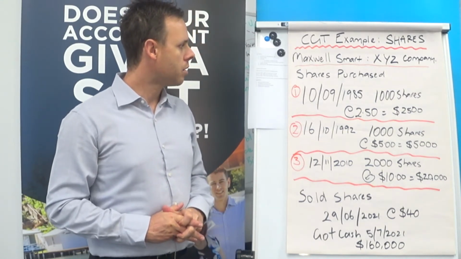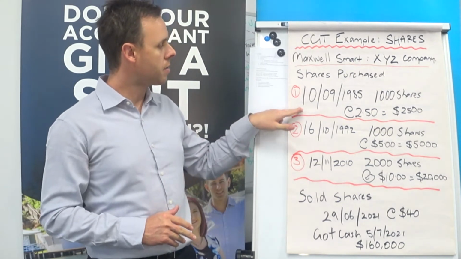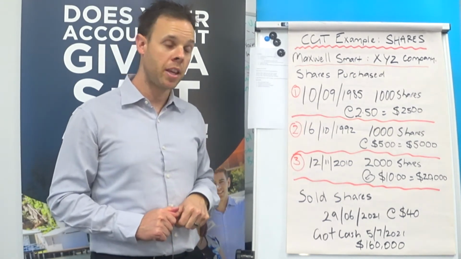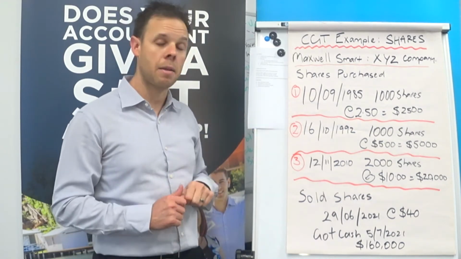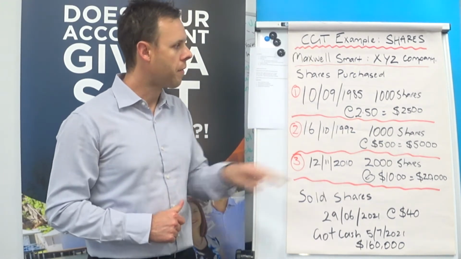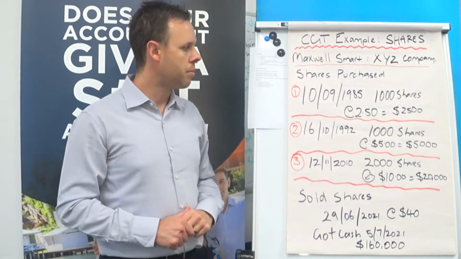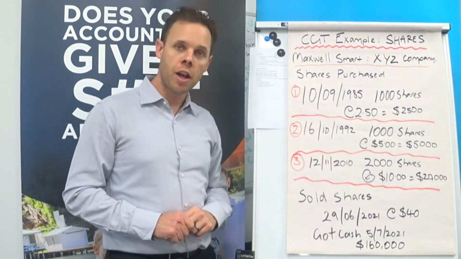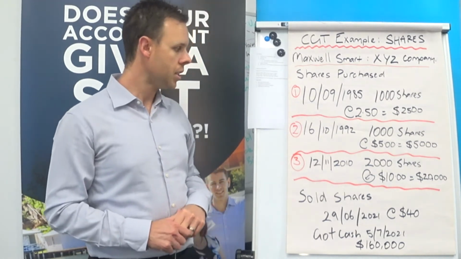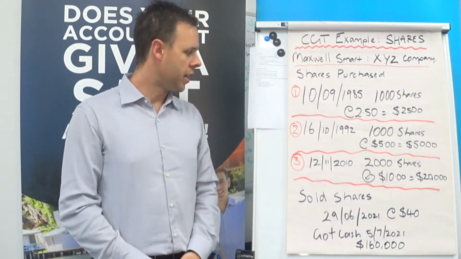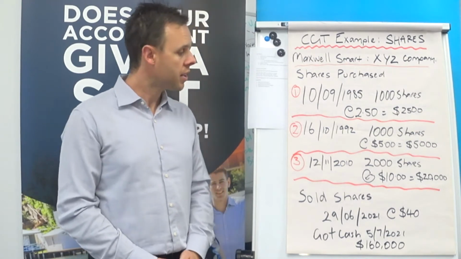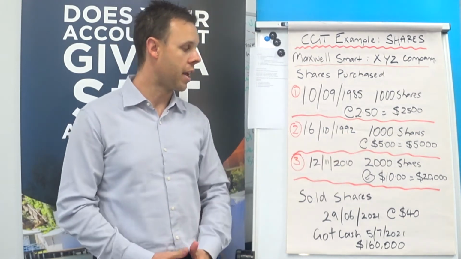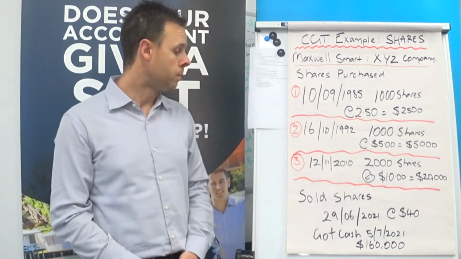So Maxwell, on the 10th of September 1985, and just a bit of a hint, this is pre-CGT, so this is before the capital gains tax came in, okay? He bought 1,000 shares and at $2.50, it cost him $2,500. Sometime later, in October 1992, he bought another 1,000 shares, and you can see the stock price has gone up to $5 a share now, and that cost him $5,000.